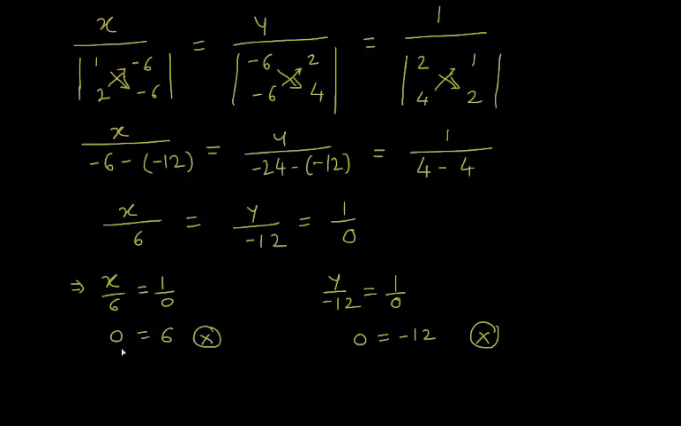Hence these two equations are inconsistent, and they don't have any solution. So these two equations are inconsistent and having no solution. So this is the case of inconsistent linear equations. Now let's consider the second case.